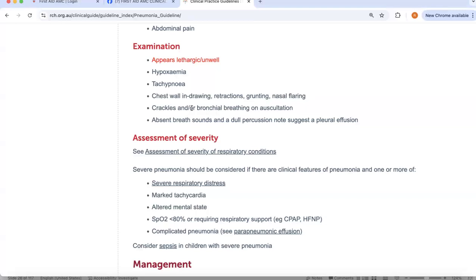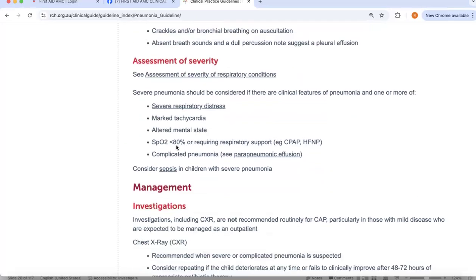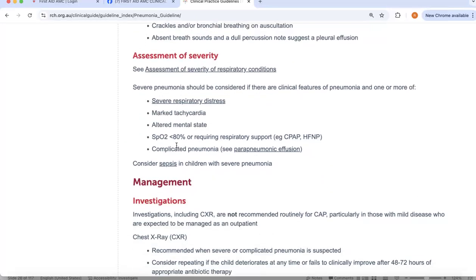So increased vocal resonance and reduced breath sound or bronchial breath sound with a dull percussion note, you would think of consolidation. Okay, so that's your physical examination finding. How do we know if a patient has got severe pneumonia?